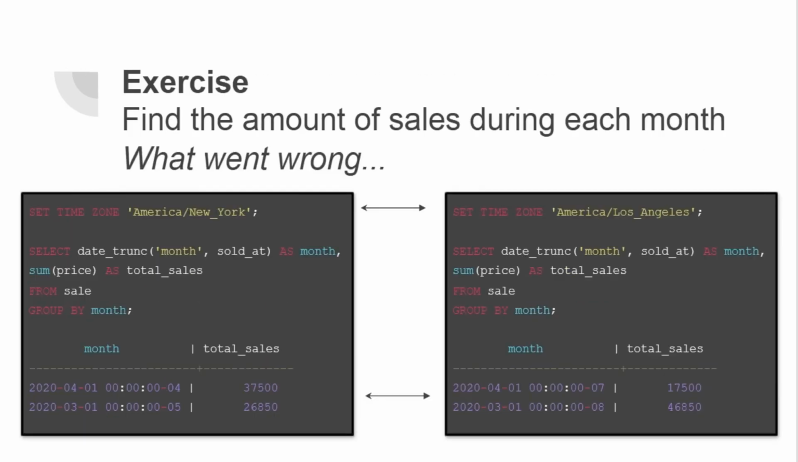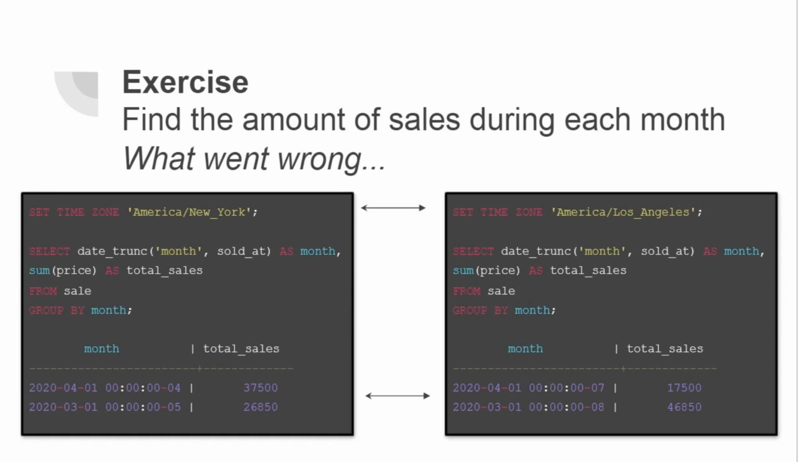Okay, so before, when I asked you to try and find the number of sold amount each month, I was really hoping for some conflicting results. So we can see here two similar queries, but each one is being executed in a different time zone. On the left side, you can see that the time zone is set in the client by the user to America, New York, and on the right side, it's set to Los Angeles. If we execute the exact same query, we will get different results.